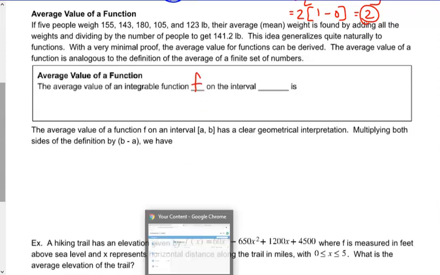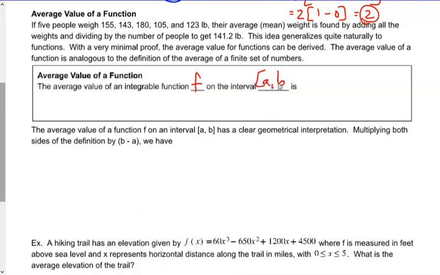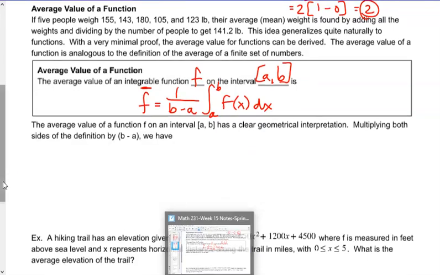It's pretty slick on the proof with that, but here is the definition of the average value for a function. So, the average value of an integrable function f on the interval from a to b is defined to be, and they use f with a bar, because when you find an average in statistics, you put the little bar over it, so they use f with a bar to represent the average value. It is found by taking 1 over b minus a, that's like dividing by how many that you have, and integrating from a to b of your function dx.